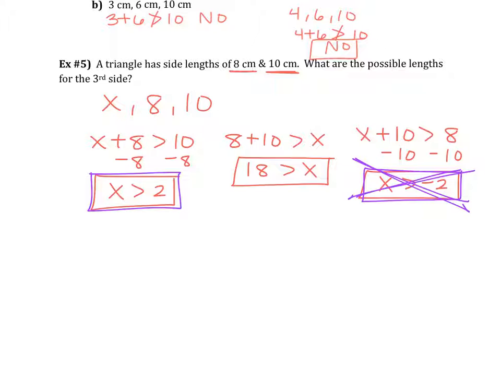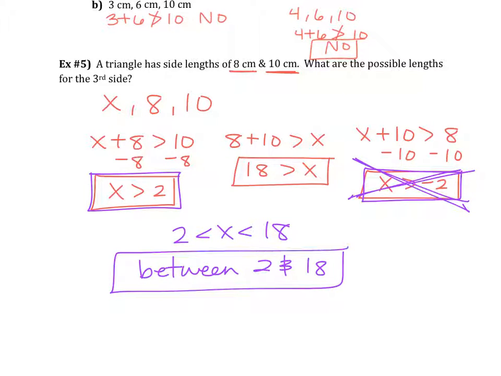This means that our range of numbers is greater than 2 and less than 18. So you can write it like this, between 2 and 18, or you may write it like this. Okay, that will be your answer. It will be a number between 2 and 18. So can one of your sides be a length of 2? No, between. That does not include that number, right? Has to be greater than 2, not equal to 2.